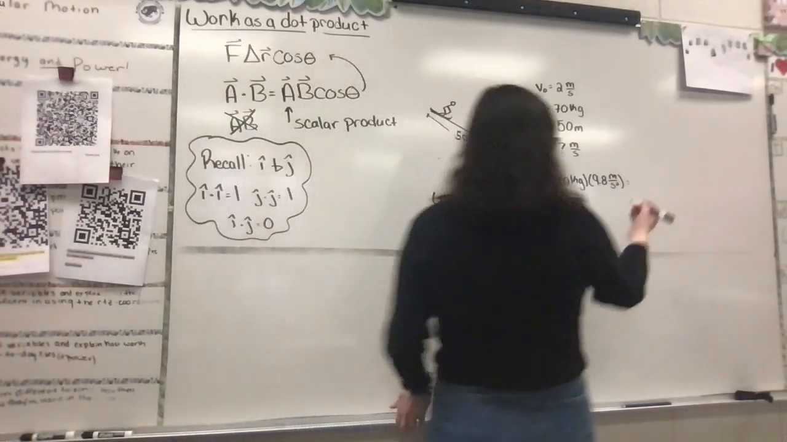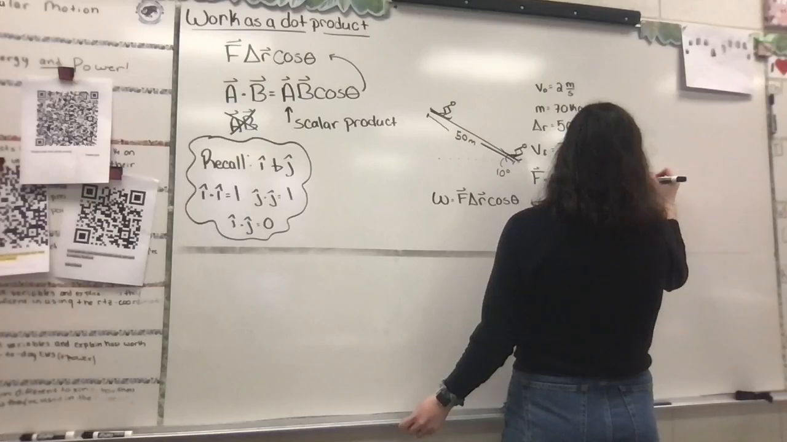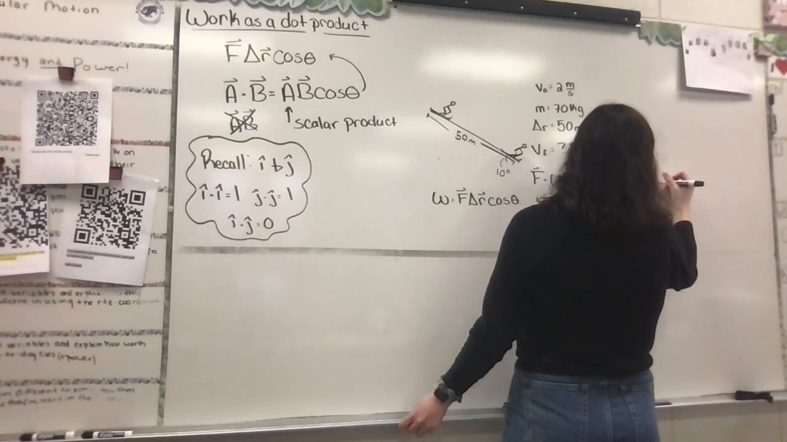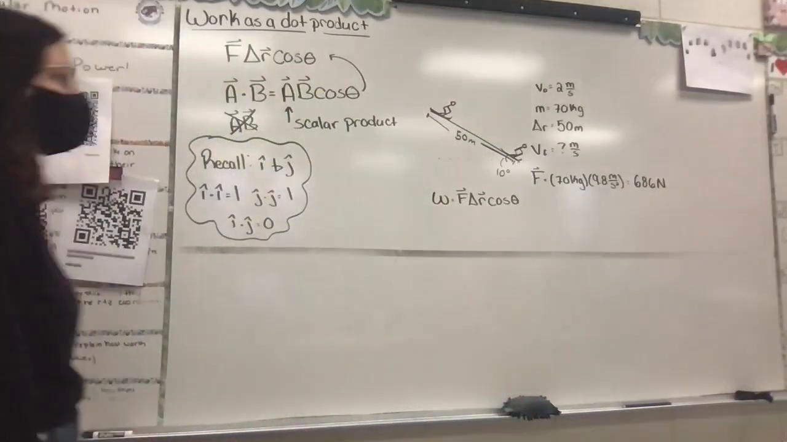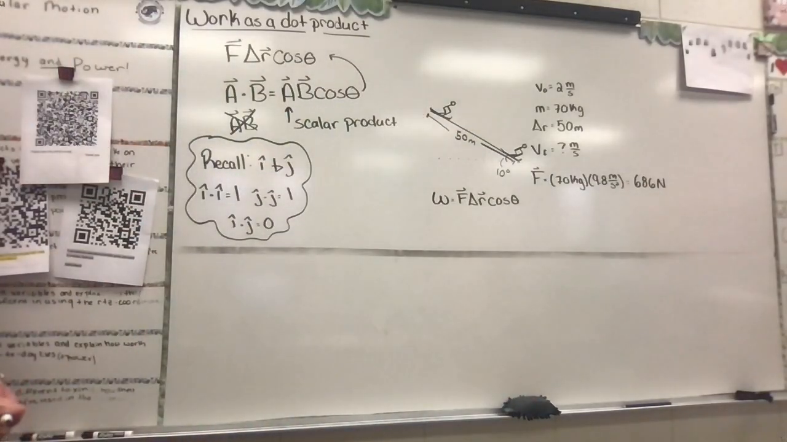You guys agree with that? Wait, we have to solve for the different components of gravity. No. Here we don't. Don't worry, we'll get there. Because it's just a force. It's just an arbitrary force. That's the force that's always acting on it. Now, why we're not going to need to do that is because, what do you think our theta is? 10 degrees. No.